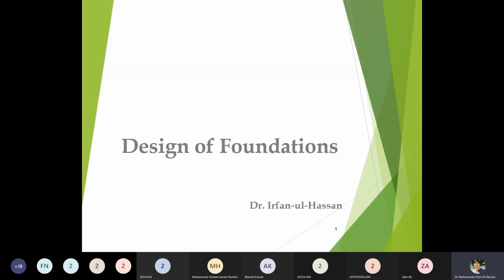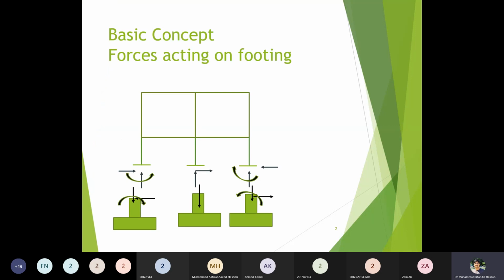Whenever any building is planned, the area is known, the location is known. So a soil report is taken out, the geotechnical investigation is carried out at the site, and based on the given plans and structural design, you analyze the structure and find the reactions at the base of footing. Those reactions are important because, if you see this diagram, these reactions are shifted to the foundations.